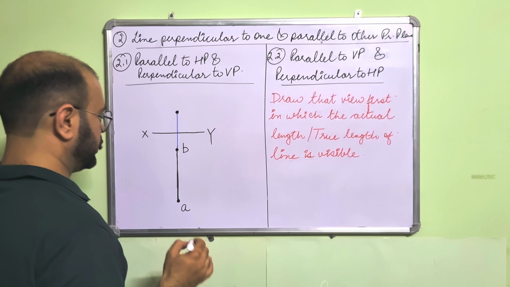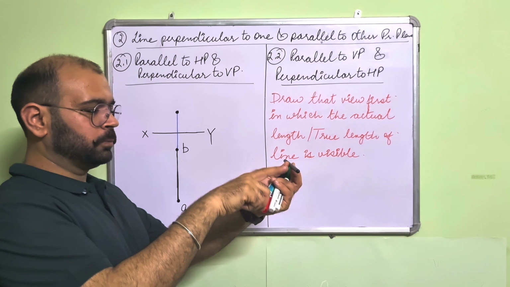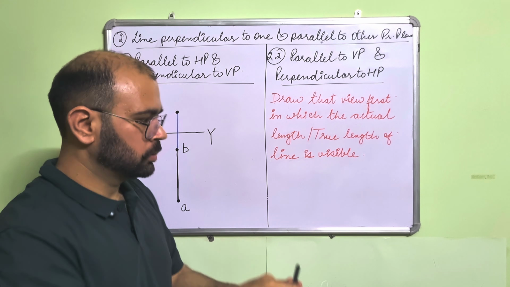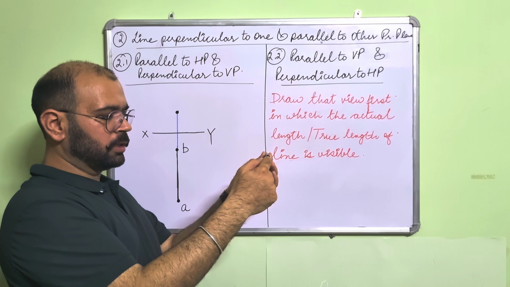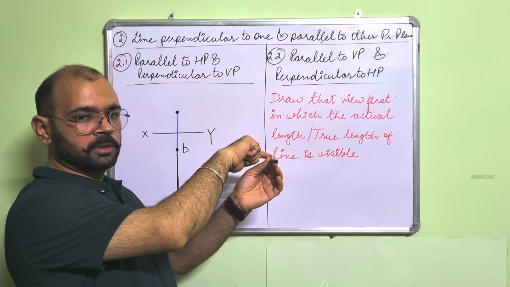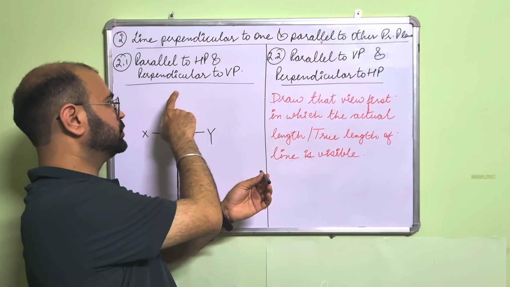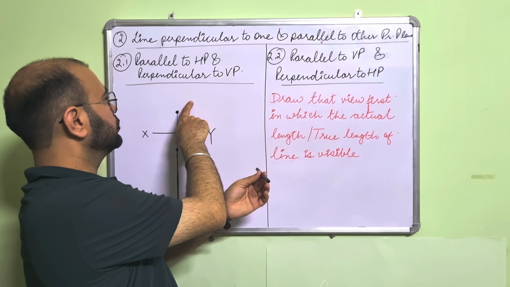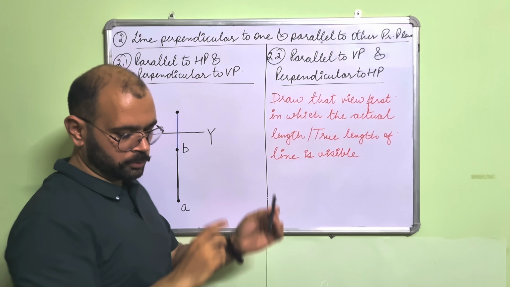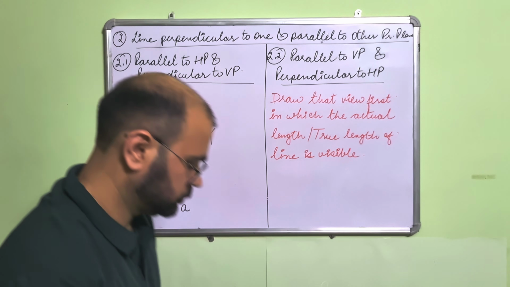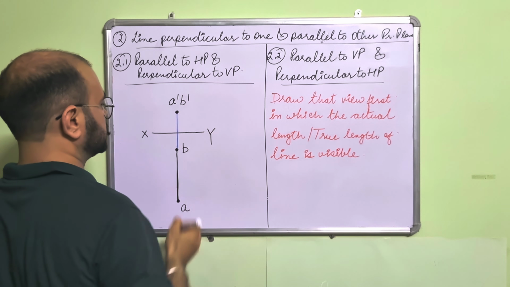Front view will be just a point, a single point. When you view it from the front, if this is VP, this is A and this is B, A is visible first, then comes B. Therefore I'll name the front view as A dash B dash, because A comes first, then comes B. Right? So it will be A dash and B dash.